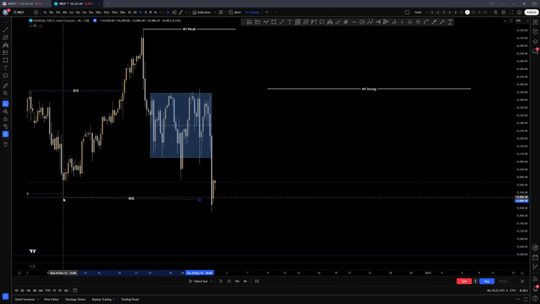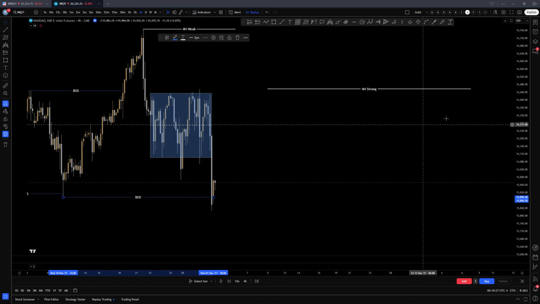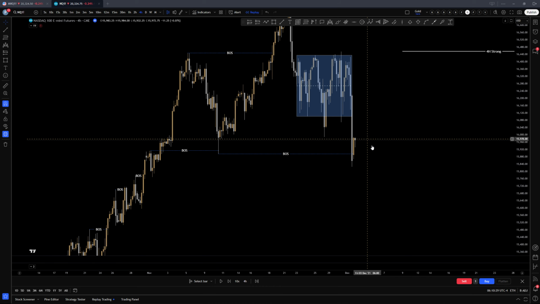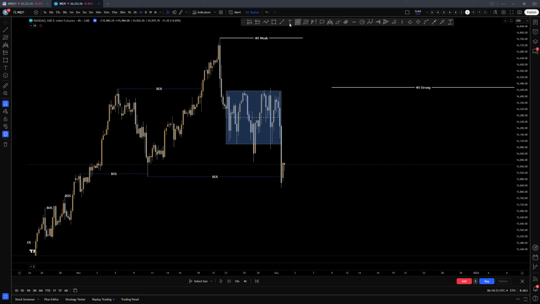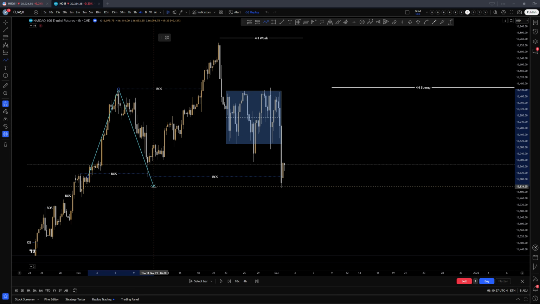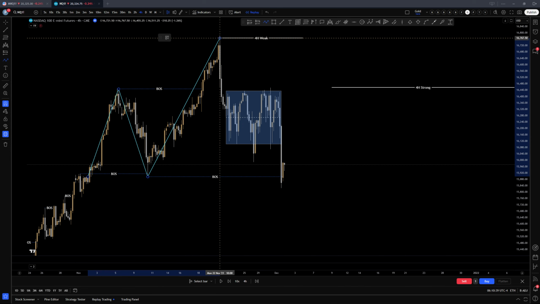Okay, and I was drawing it from here. Got a body close below. We now have a break of structure to the downside. And let's just come out and see what we've got here. All right, so again, we can see right here, if we track our structure just roughly here, what do we have here?